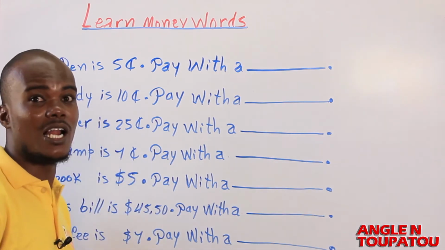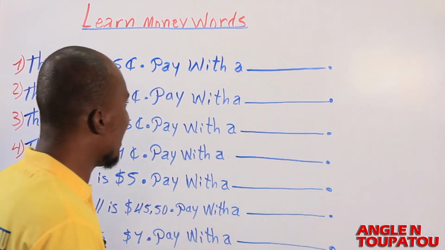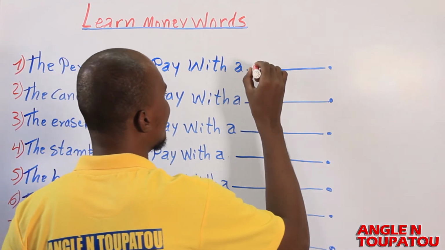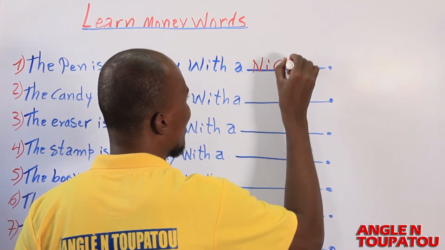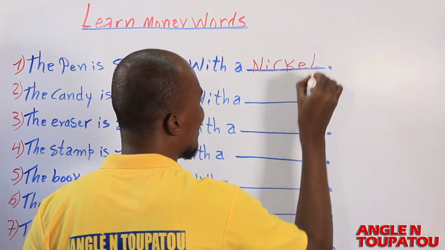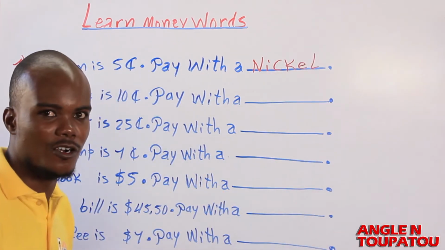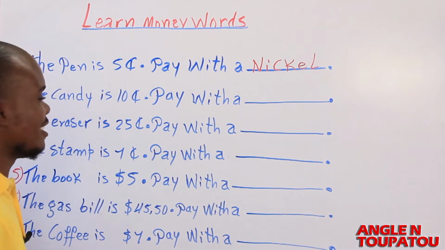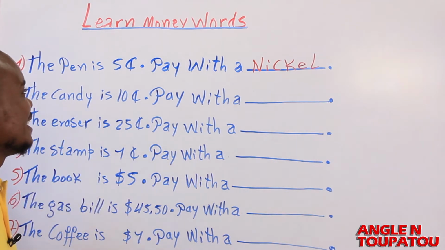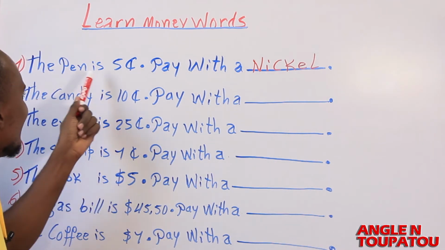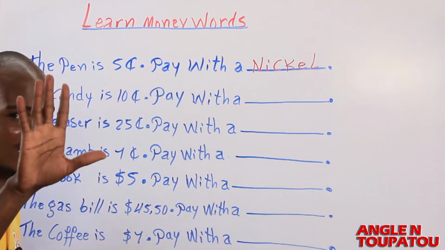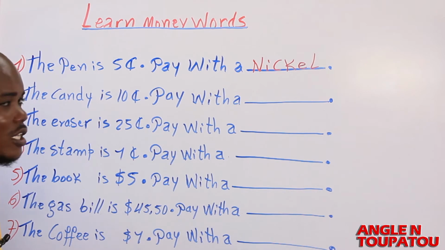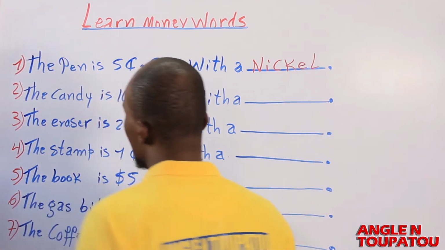Yes! A nickel! Pay with a nickel. You can pay with a nickel. Good job. You find it. The pen is 5 cents. Pay with a nickel. Yes, a nickel is 5 cents. Good. Let's go to the second one.